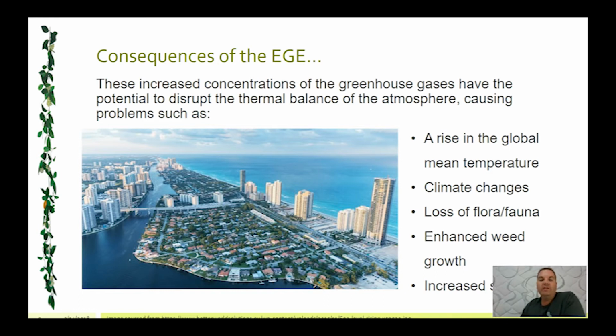We will get enhanced weed growth. Weeds grow very quickly in warmer environments. So if you've got warmer, moister environments, which could happen through increased global temperature, that's going to obviously impact your crop development as well.